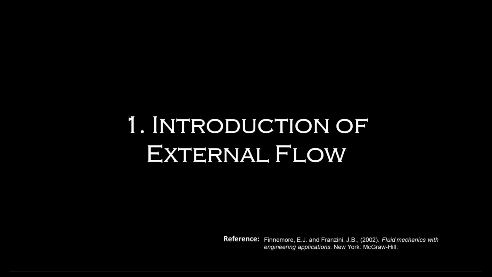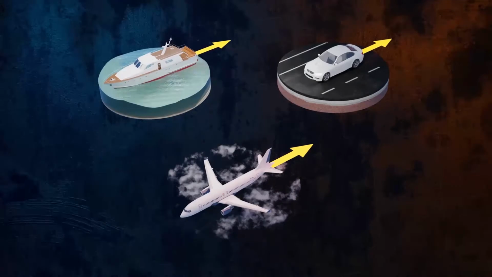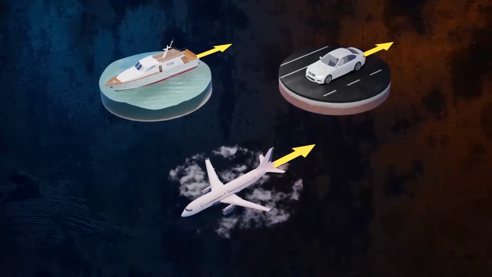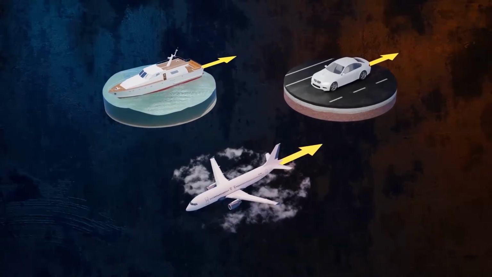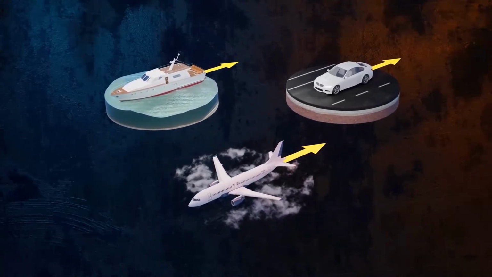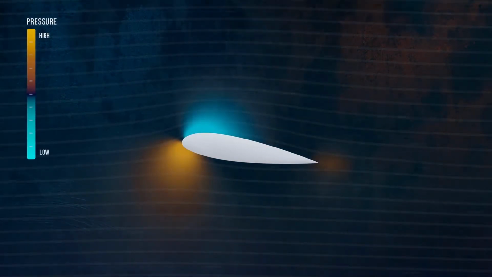In this video, we consider the aspects of the flow over bodies that are immersed in a fluid. Examples include the flow of air around airplanes, automobiles, and falling snowflakes, or the flow of water around submarines and fish. In these situations, the object is completely surrounded by the fluid, and the flows are termed external flows.